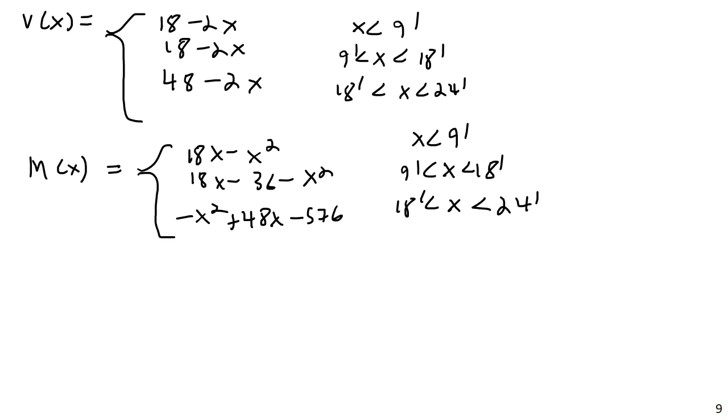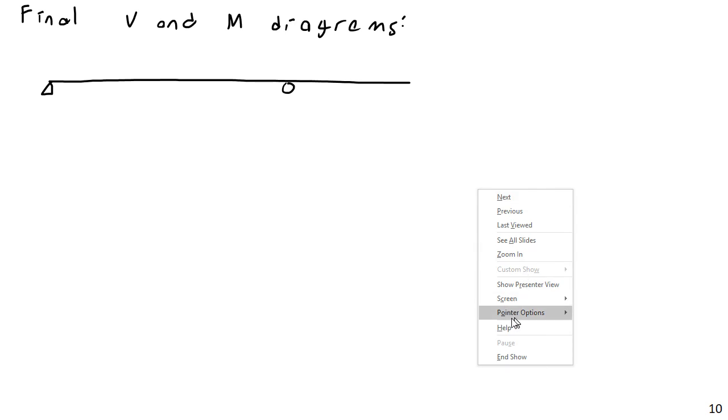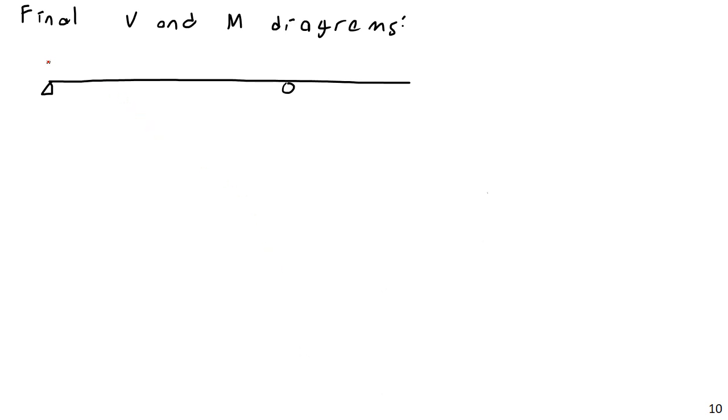So let's put the shear and moment diagrams. And what I like to do is I usually like to draw the load, and then underneath that the shear, and then underneath that the moment. So I'll have my load diagram, which is really just a free body diagram, essentially. So finally, final V and M diagrams. Here, let's see. We have this here.